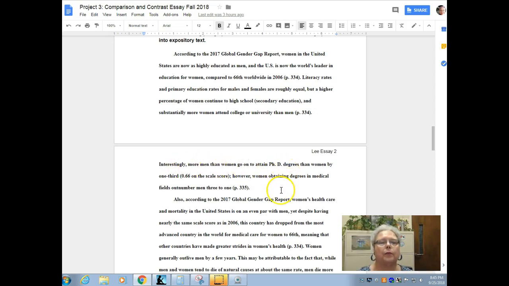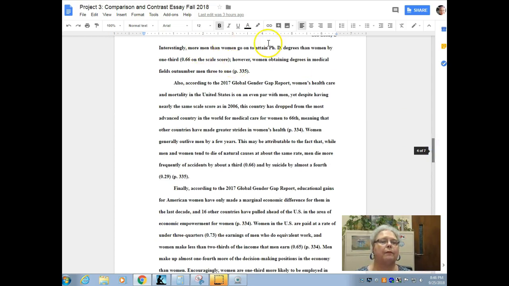Interestingly, more men than women go on to attain PhD degrees, by 1/3. That's 0.66 on the scale score. However, women obtaining degrees in medical fields outnumber men 3 to 1. All right, so that's all my backup information, all my evidence that supports my topic sentence about education.